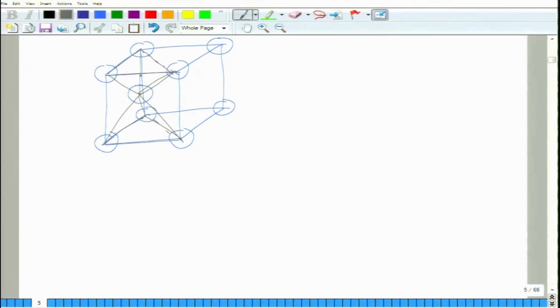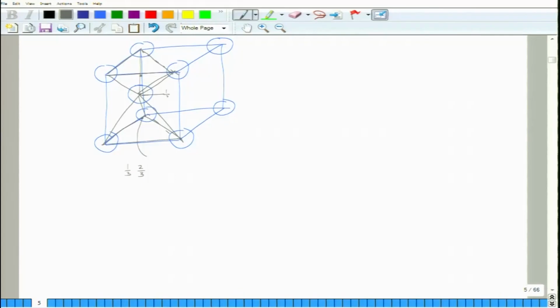So what is the location of the tetrahedral void in this case? This tetrahedral void is at 1 by 3, 2 by 3, this is at half, this is half. What is this location? 1 by 4. This is at 1 by 3, 2 by 3 and 3 by 4. Now, but there are only 2 tetrahedral voids here. Where are the other 2 tetrahedral voids?